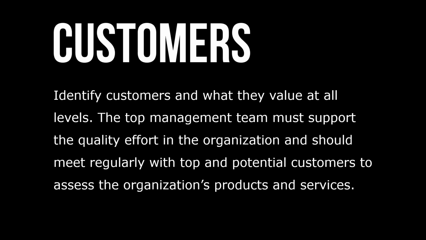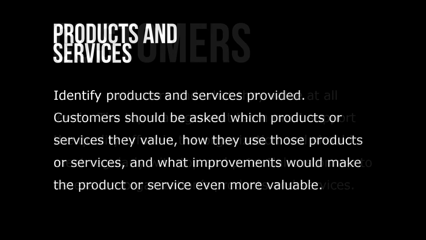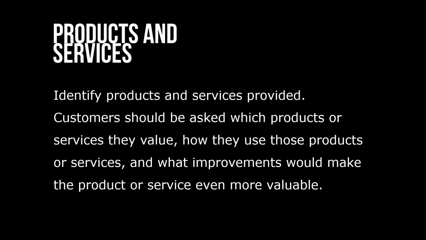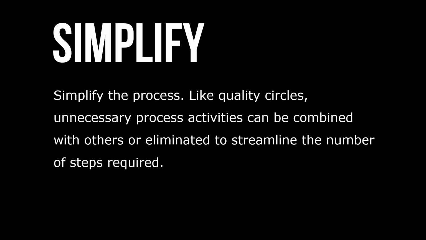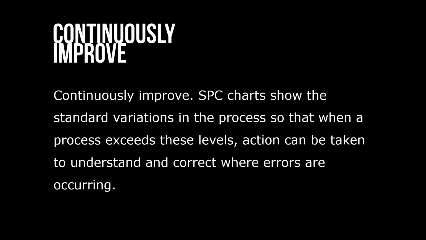First, identify customers and what they value at all levels. Then identify products and services provided. Flowchart techniques are used to document the actual process we use today and all of the flaws associated with that process. Then we simplify the process. Like quality circles, unnecessary process activities can be combined with others or eliminated to streamline the number of steps required. Continually improve. SPC charts show the standard variation in the processes so that if a process exceeds those levels, action can be taken to understand and correct where errors are occurring.